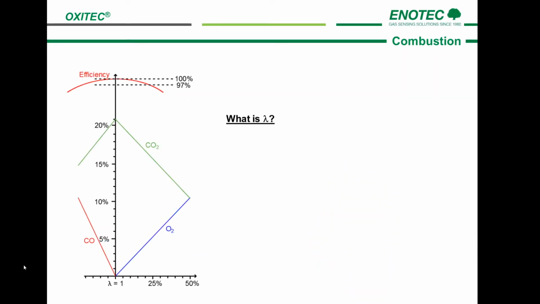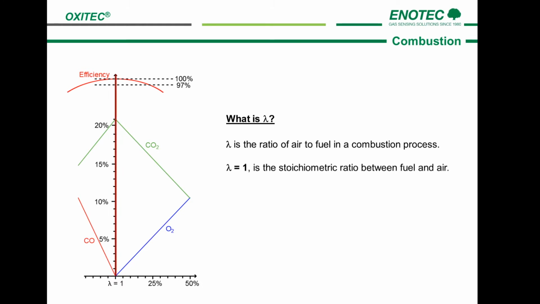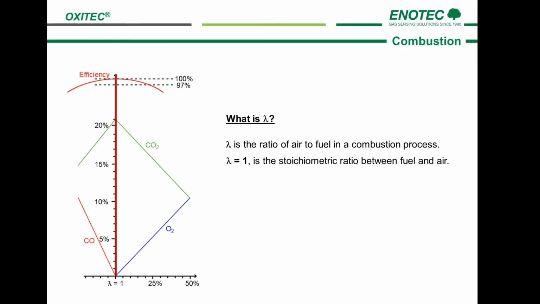What is lambda? Lambda is the ratio of air to fuel in a combustion process. Lambda equals 1 is the stoichiometric ratio between fuel and air. This means that every single fuel molecule reacts with the oxygen in the air so that no unburnt fuel components remain and no oxygen is left.